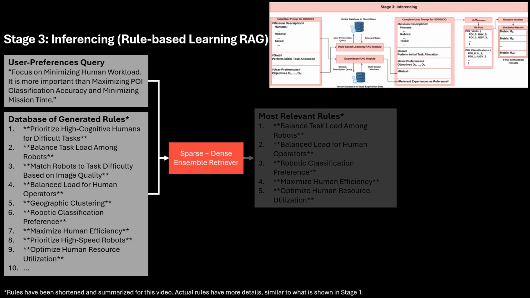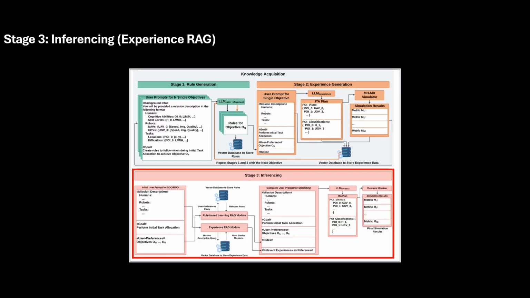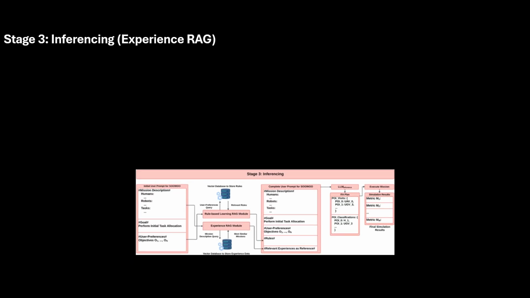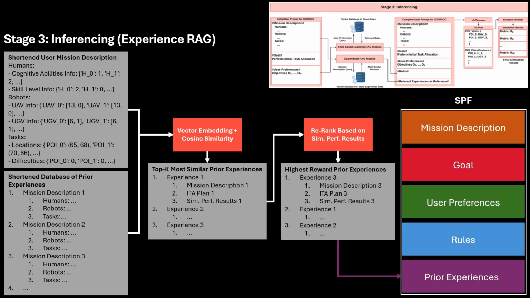The third stage is inferencing, where the LLM performs ITA on the actual mission meant for deployment. We introduce a rule-based learning Retrieval-Augmented Generation module that uses an ensemble retriever to extract the most relevant rules from the rule database created in stage 1, given a vector embedding of the user's preferences. We also introduced an experience RAG module, which first embeds the user's mission description and finds the most similar missions from the experience data using cosine similarity. These experiences are then re-ranked based on the recorded reward values. Now the prompt is fully complete and the LLM is well equipped to perform the final ITA.